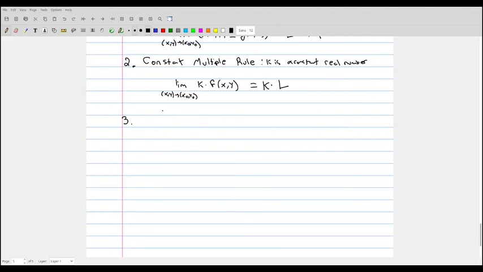So the third is the product limit rule. That's that if you have the limit of the product of two multivariable functions, the limit of this product is the same thing as the product of the individual limits.